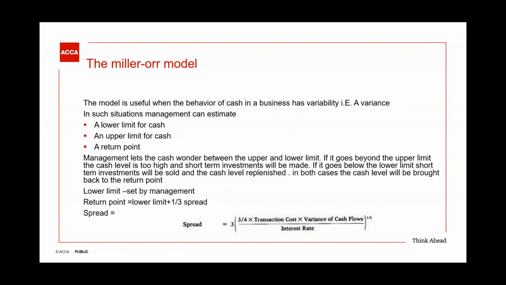With regard to your Miller model, what you're trying to establish is an upper limit, a lower limit, and a return point. Each of these is calculated through a formula, which is also available in your exams. Note that if you're using this equation, the interest rate should be the daily interest rate if your variance of cash flows is daily, and generally it's very common to take it as daily.